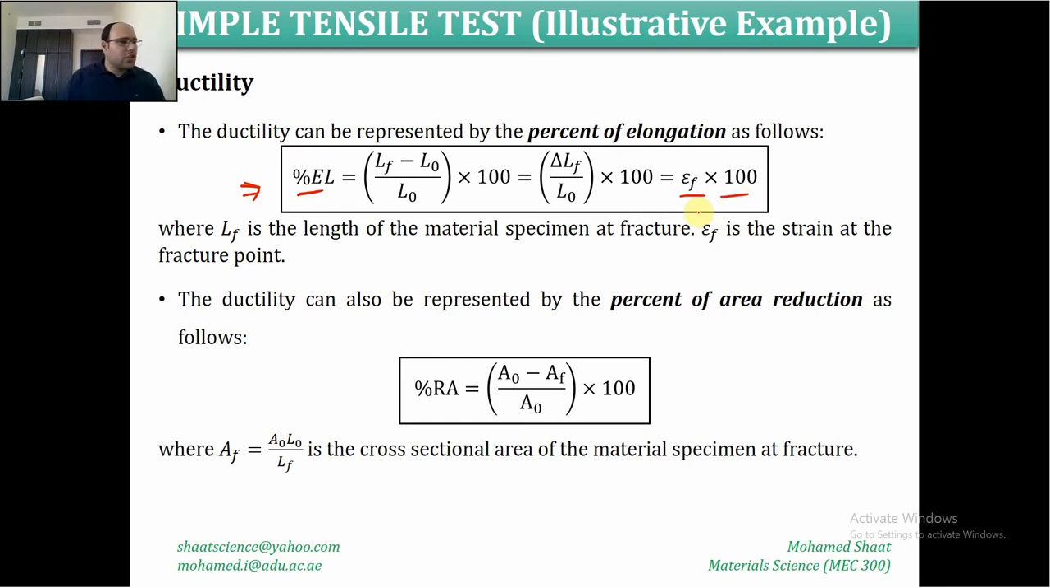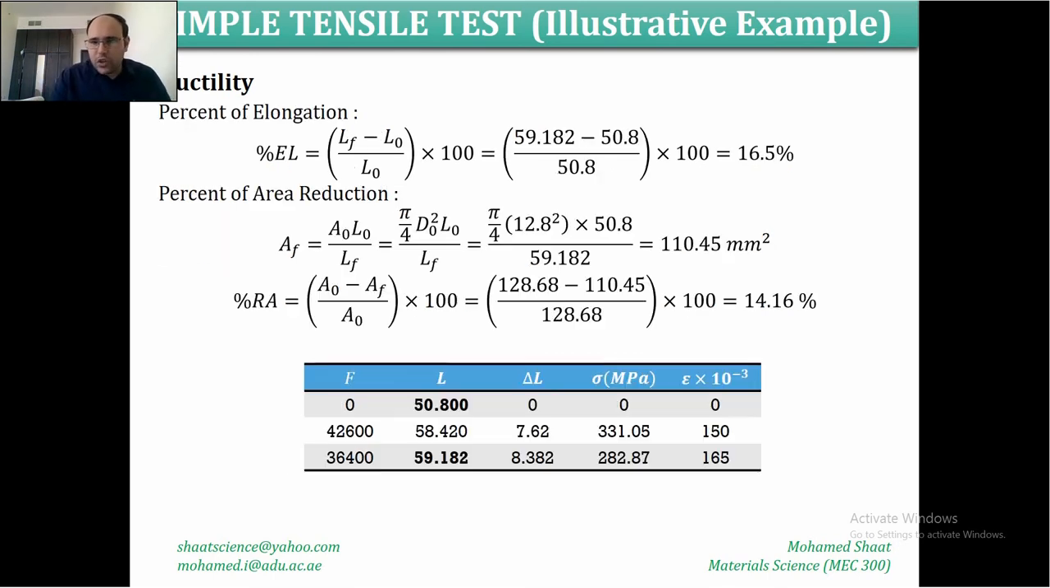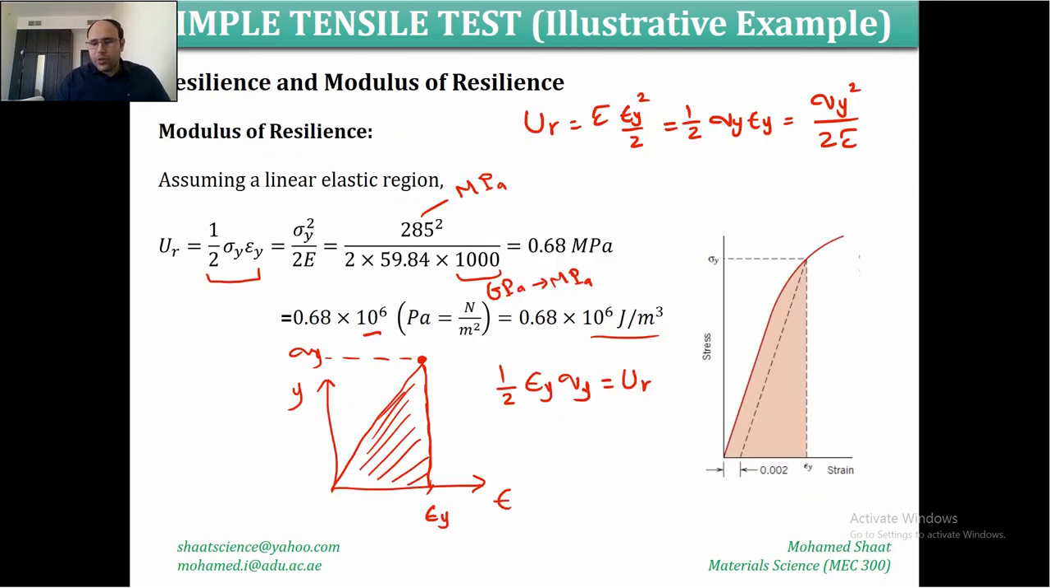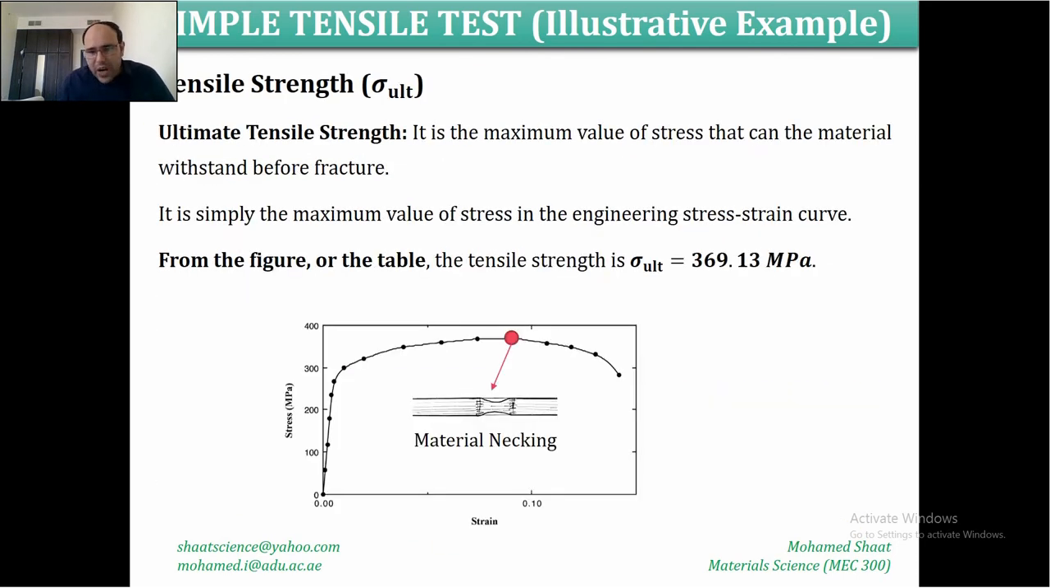This is going to give us the percent of elongation, which gives an indication about the ductility of this material. So this is the ductility of the material. It is measured by the percent of elongation. How can we determine this percent of elongation? We can determine it from the figure at the fracture point. Your objective is just to find on this figure where the fracture point is. This is the fracture point.